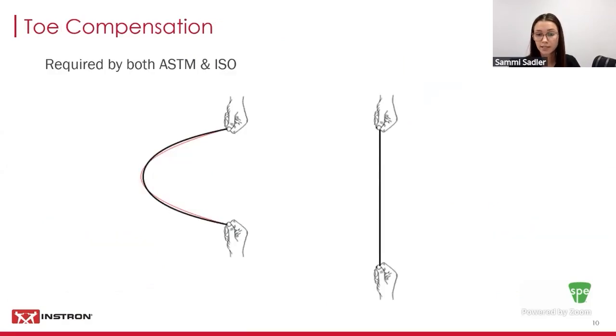Another factor to consider when testing is to ensure that your toe compensation is removed. Toe compensation is the slack within the material. For flexible materials, this can be physically apparent, like shown in the drawing. It's shown as an arc, whereas for rigid materials, the toe compensation will show up as a negative force value reading or compressional load.